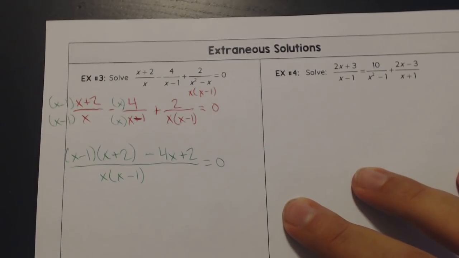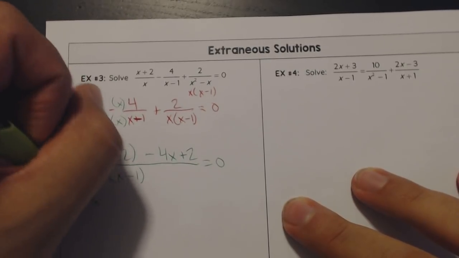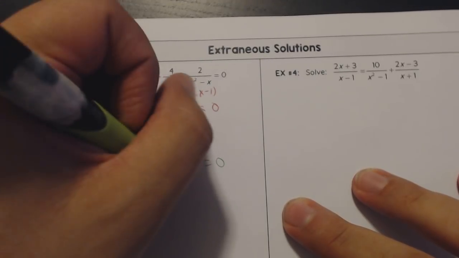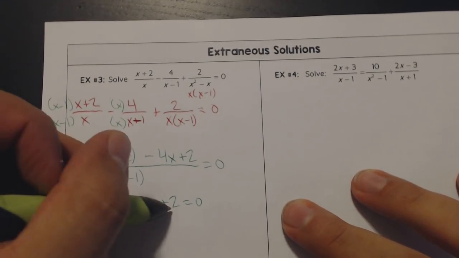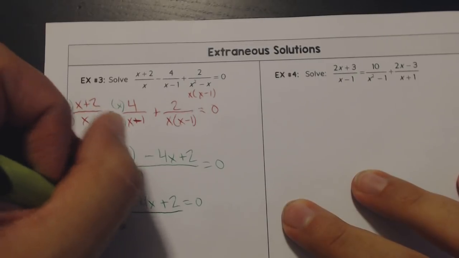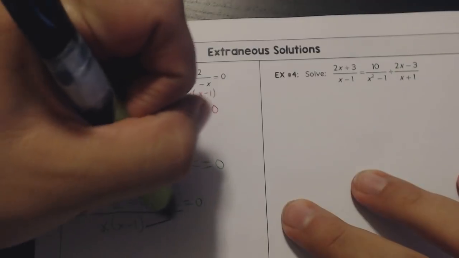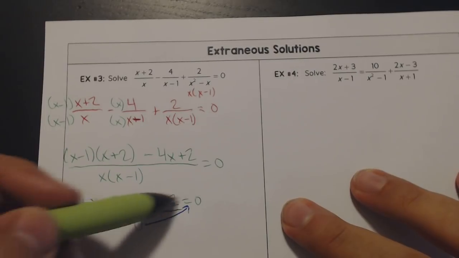What I need to do next is FOIL out these terms. I want to expand this to be x squared plus x minus 2 minus 4x plus 2 is equal to 0, and this is all over x times (x minus 1). And what we can do here is say, okay, I'm going to multiply these to the right. Let me show this in a different color. Let's put this in blue. Multiply that over. But 0 times this denominator is just 0. So we're just left with this numerator.